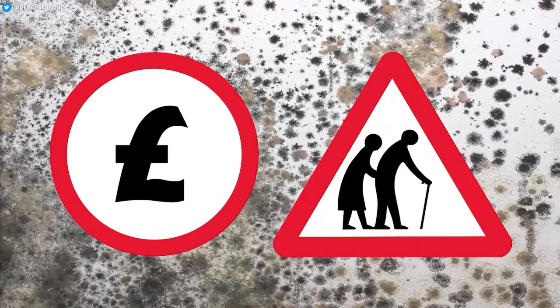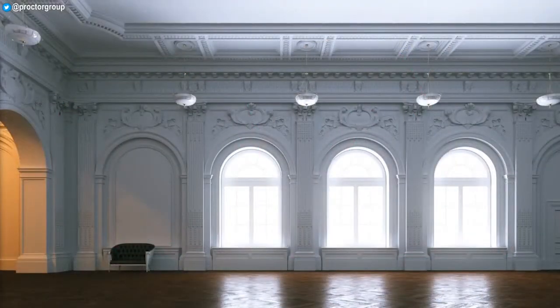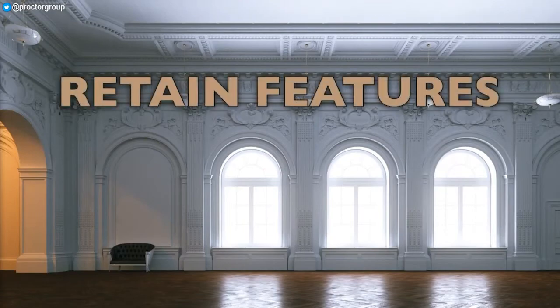In such groups, poor thermal insulation can lead to a variety of health problems, so it's important that upgrading such homes is considered a priority. When we're dealing with historic or listed buildings, however, this priority must be balanced against retaining architectural features and maintaining the character of the building.